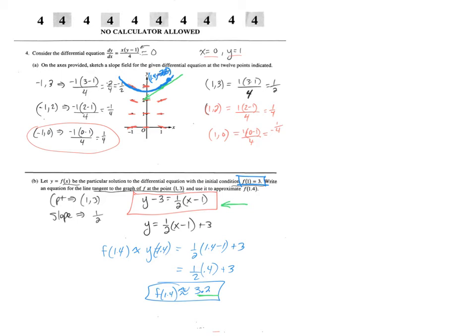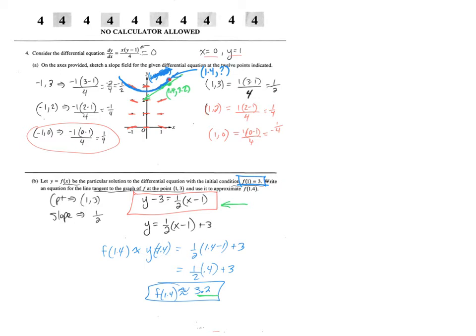I lied, that's really not. There's a point here that's 1.4 comma 3.2. And that's this point. And what we're doing is saying, oh, that point on the blue curve, the actual function, has 1.4 comma something. And we're saying because our tangent line is pretty close to our curve at that point, 3.2 is a pretty good approximation for that y value there.